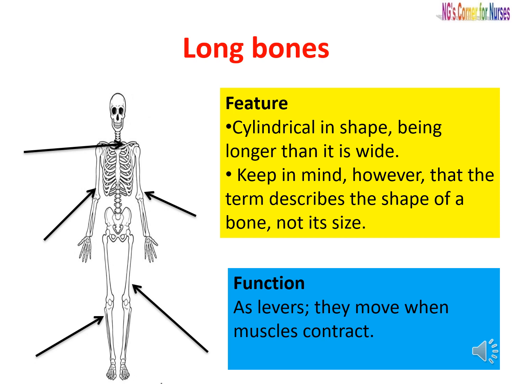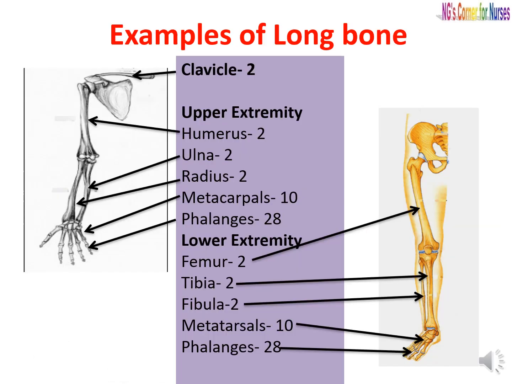First is long bones. Long bones are cylindrical in shape, being longer than they are wide. We have to keep in mind that the term long describes the shape of a bone, not its size. They act as levers. They move when muscles contract. As an example, we can say that the bones of our upper extremity, lower extremity and the collar bones are examples of long bones.